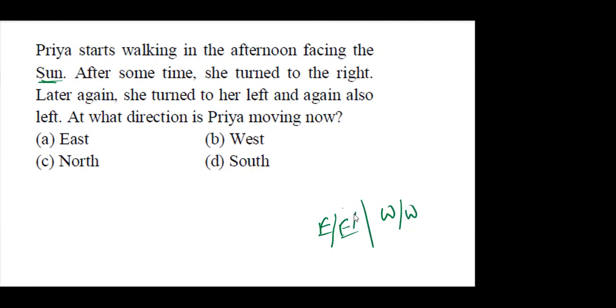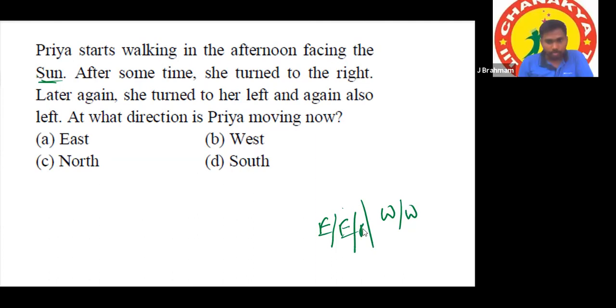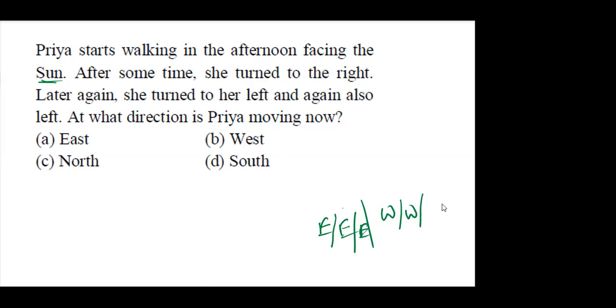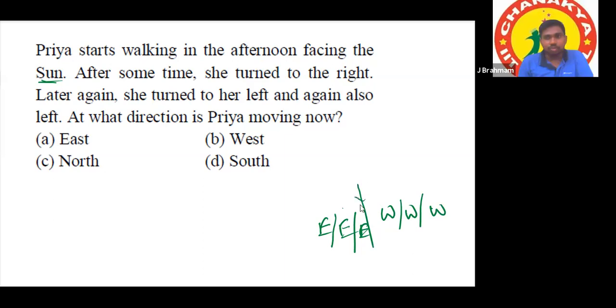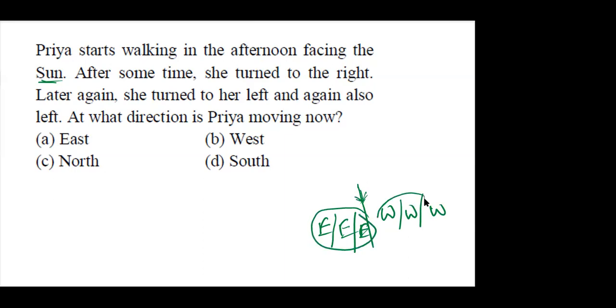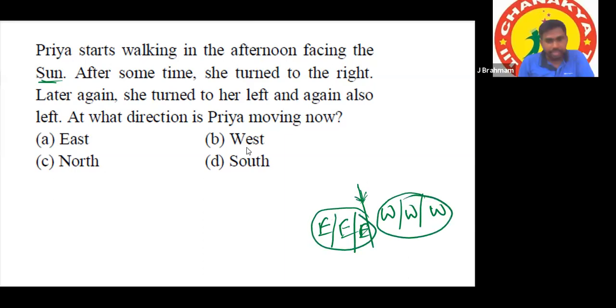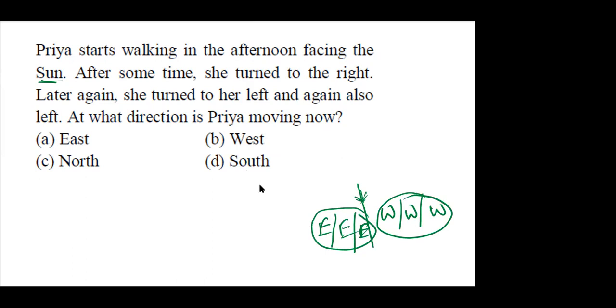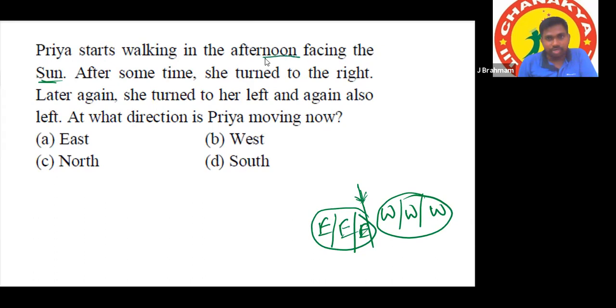Before noon, east only. After noon, west. So exactly at noon we cannot say. But at noon, the sun is directly over our head, right? Yes, exactly at noon it will be overhead only. We cannot say whether it is east or west. But in the afternoon, it will be towards west only.